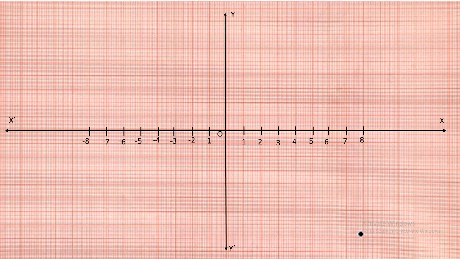So first let us draw the x-axis, which is horizontal, and let us name it as x and x dash. Similarly, let us draw the y-axis, which is a vertical line, and name it as y and y dash. At the intersection of these two lines, we obtain the origin. We mark it as 0, from where on the right hand side we take the positive numbers, and on the left hand side of the x-axis we take negative numbers, that is -1 to -8.